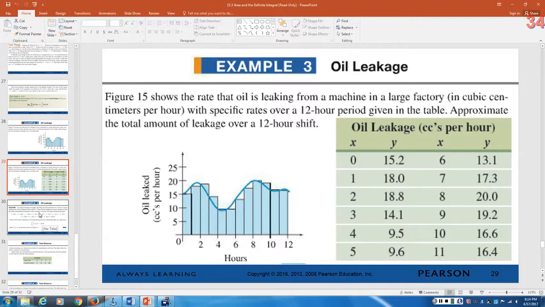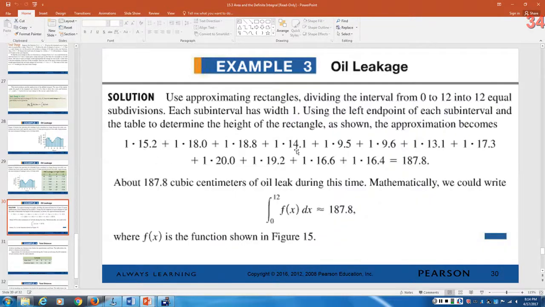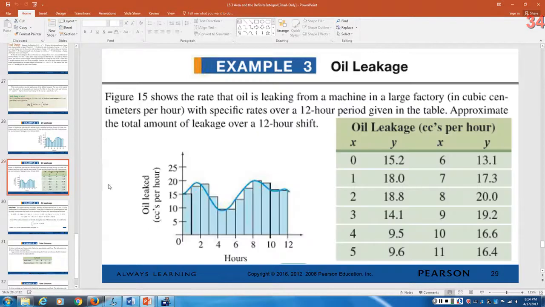If we want to know the total leakage, all we do is add up all those numbers in the table. It turns out that the total leakage, integrating from 0 to 12, is 187.8 units of oil. That's the total amount it's going to leak, even though the leak at various times sped up and slowed down, even though the rate of change was variable.